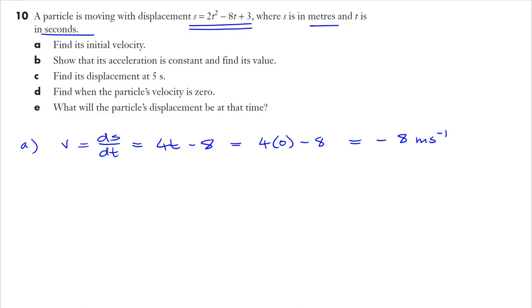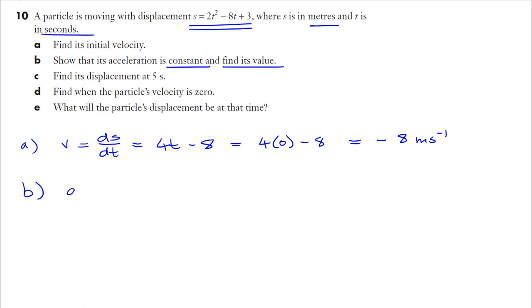So what that means, just to interpret that really quickly, a negative velocity means that this particle initially is moving back towards the origin. Any positive velocities mean particles generally, if it's in the positive region, will be moving away from the origin. But this one here will have a negative gradient if we were to graph this function here.